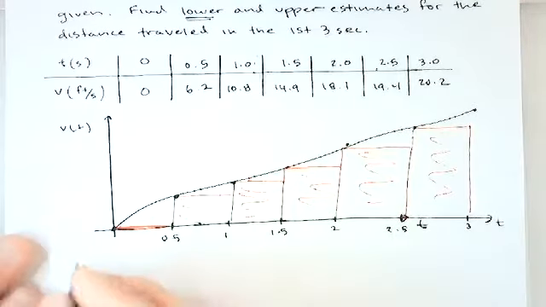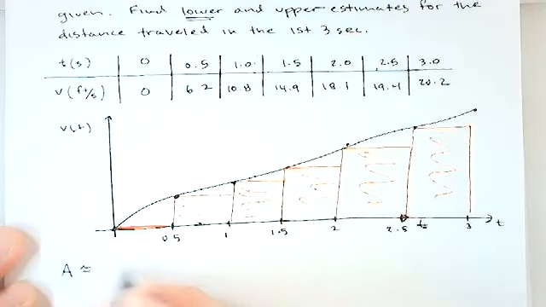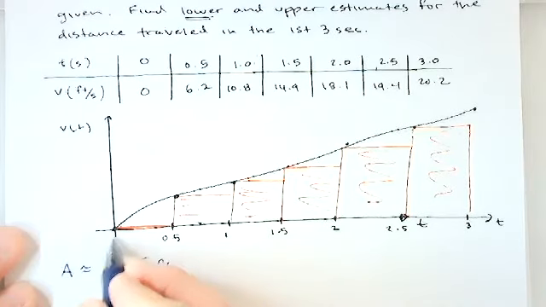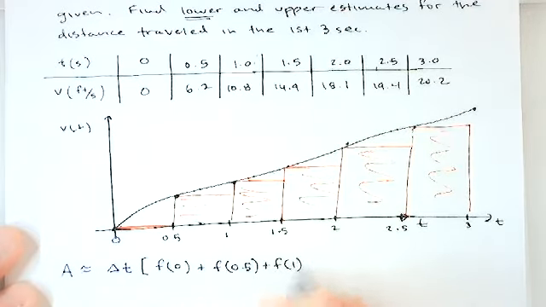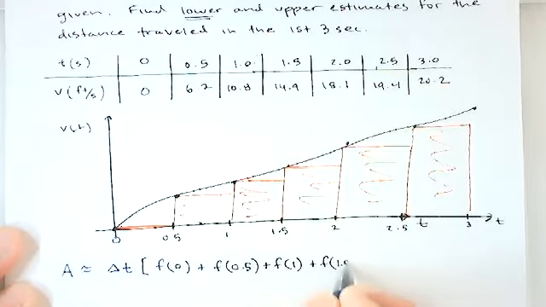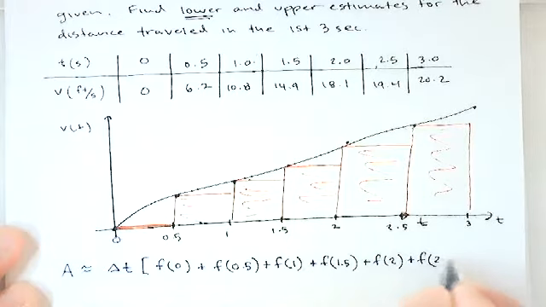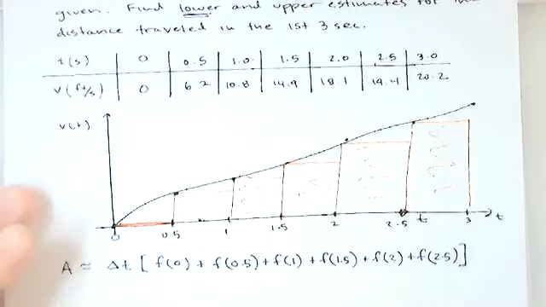Now, it really is the same process. If I want to find the area, it really is delta t times f of, we're using left-hand endpoint, so I'd be doing f of 0 plus f of 0.5, and I'm going to stop at 2.5. That's the last rectangle's height I need.